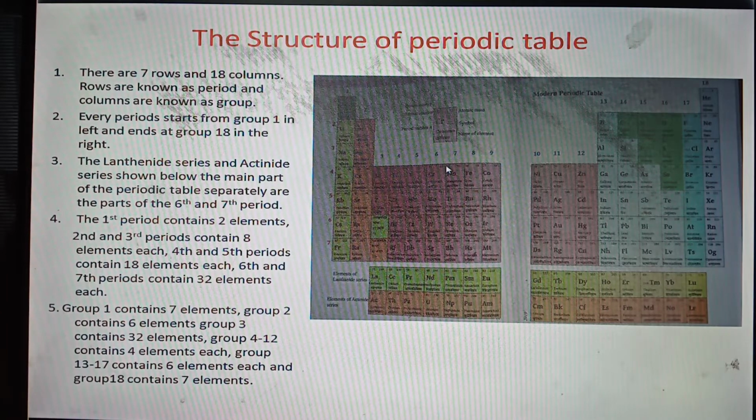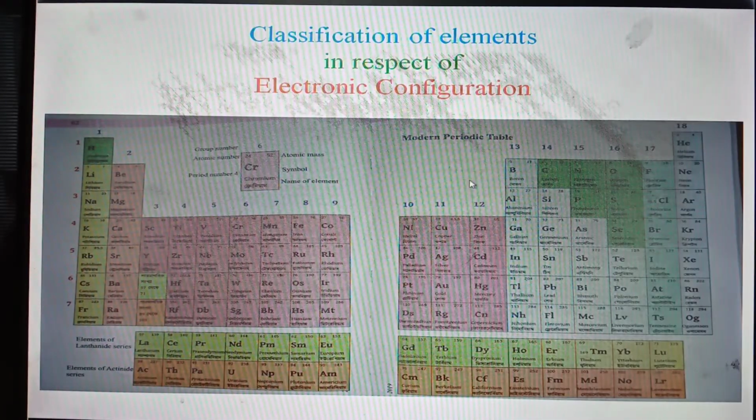We shall now discuss the structure in detail in respect of electronic configuration. Our next point is the classification of elements in respect of electronic configuration. Practically, the modern periodic table has been divided into 4 blocks depending on the electronic configuration. I think you have got an idea about electronic configuration from chapter 3 already. There are 4 blocks known as s block, p block, d block and f block. Let us study these blocks separately.